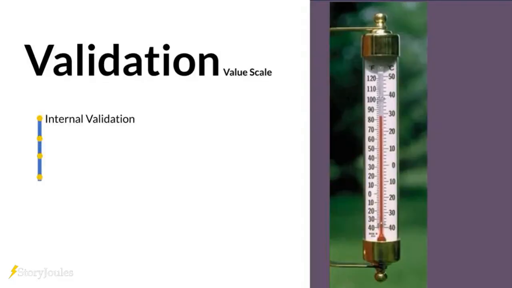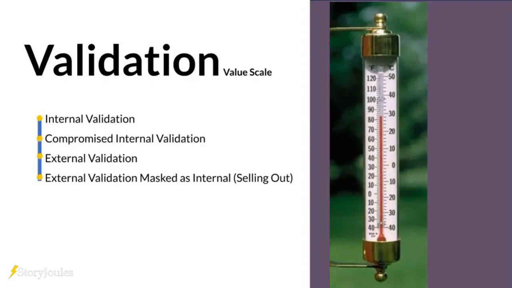Validation scale is from internal validation, where I validate myself, to compromised internal validation, to external validation, where I'm looking externally for my validation, to external validation masked as internal, which could also be called selling out. For example, an attorney who leaves the law career they hate to become an author could be moving up the scale. That might be the case for Nadine Matheson or John Grisham if they didn't like practicing law and this was their way of validating themselves and self-expressing.